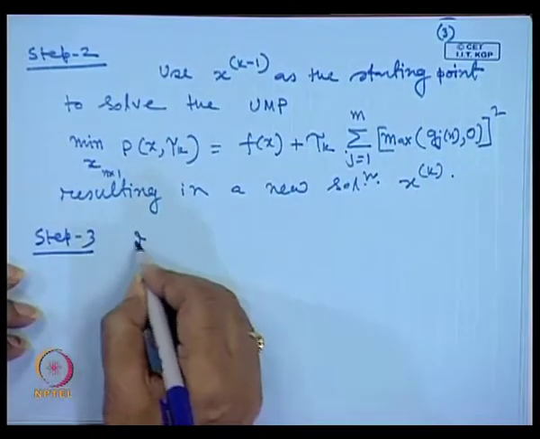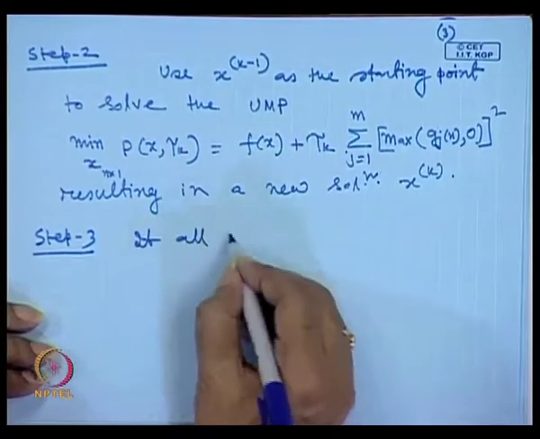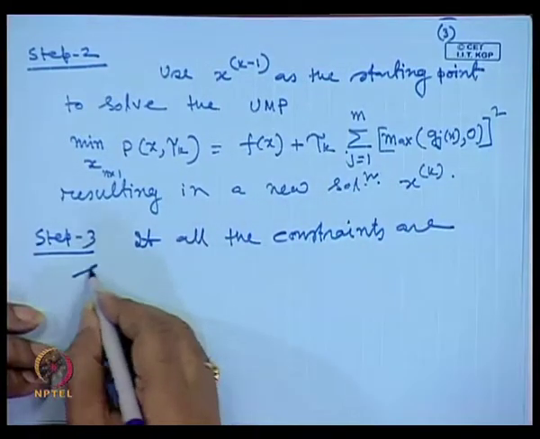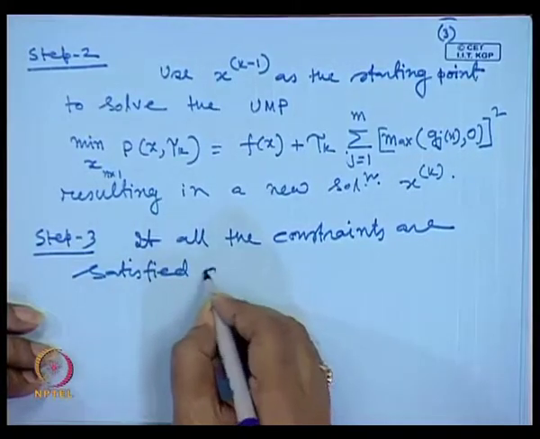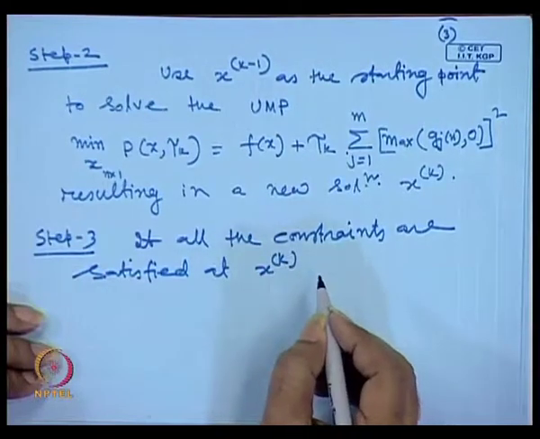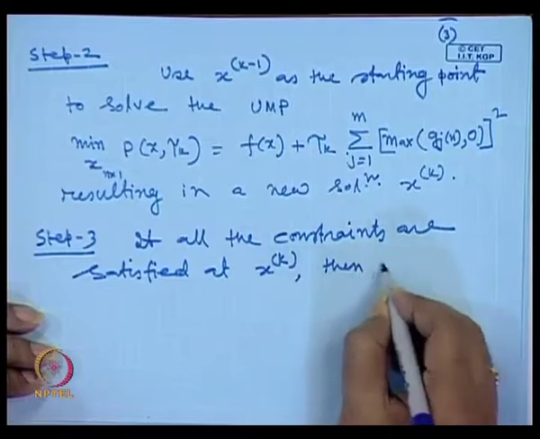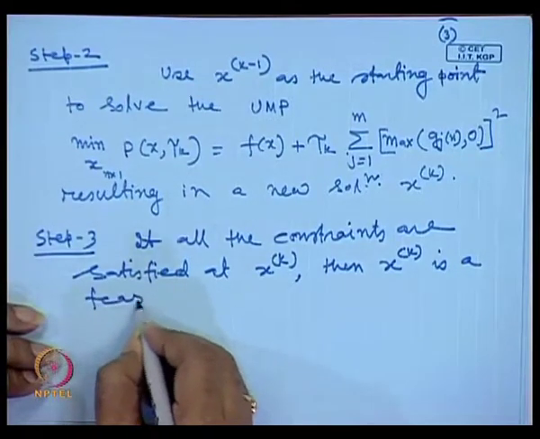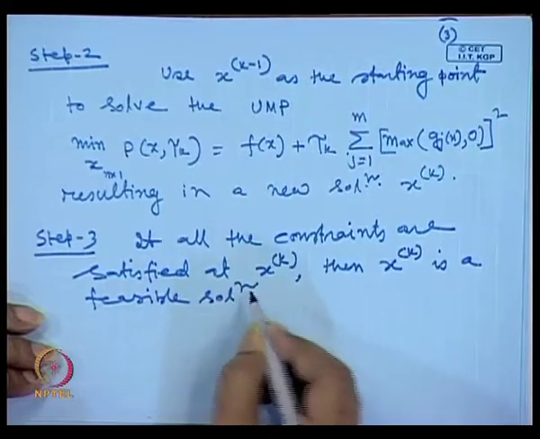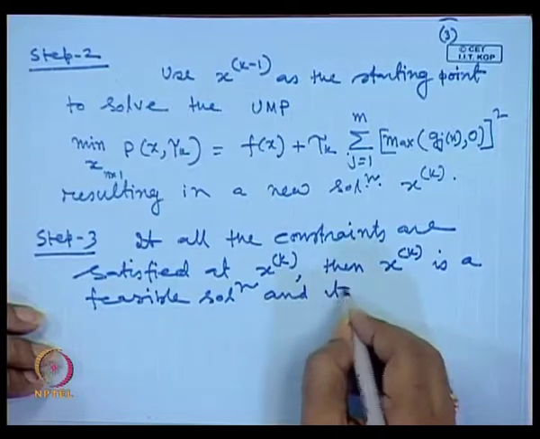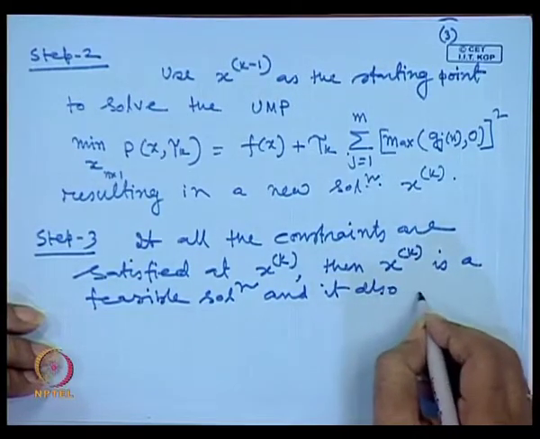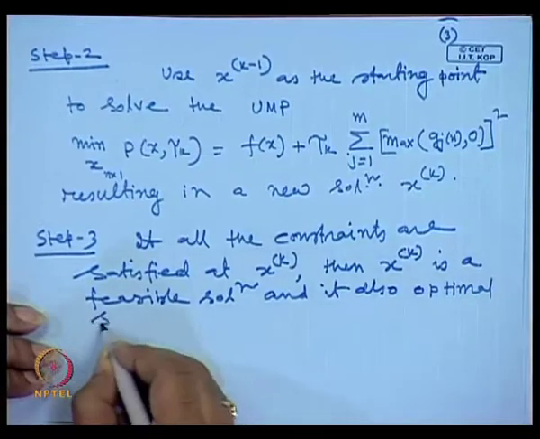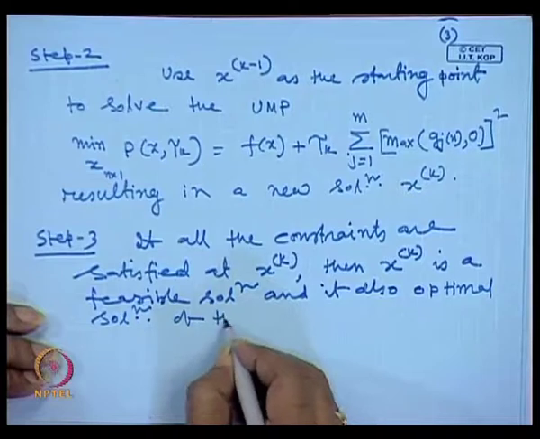So, step 3: if all the constraints are satisfied at x k, that indicates x k is a feasible solution, and it is also the optimal solution of the original problem.